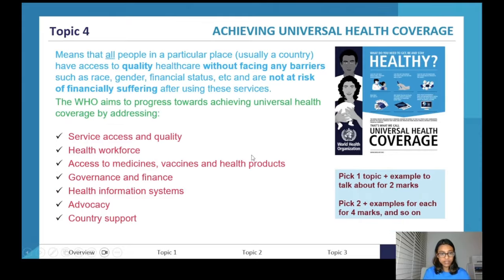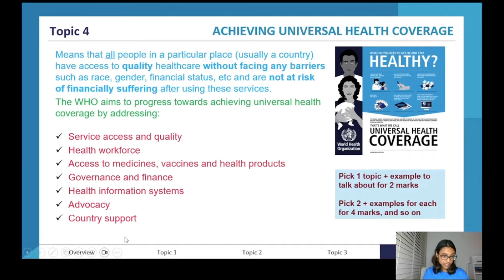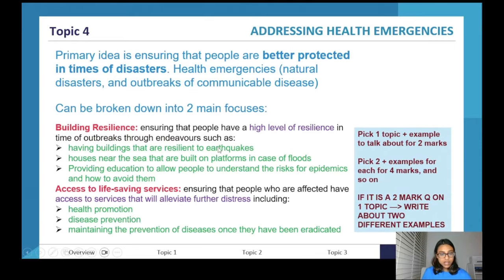So I've done a bit more for these and elaborated. There's a bit more elaboration on this compared to each of these. So find your own examples. Make sure you have collected examples for each of these, and then you can use these. You can use the ones that you've learned about in class as well for these two main focuses of this priority. And then if it is a 2-mark question on one topic, write about 2 different examples.